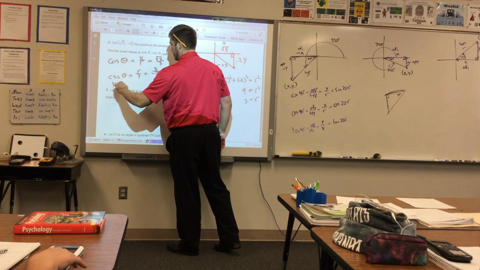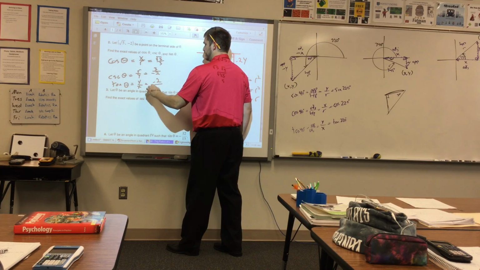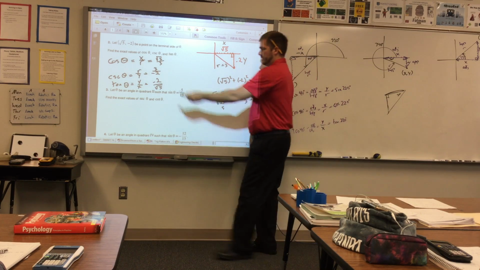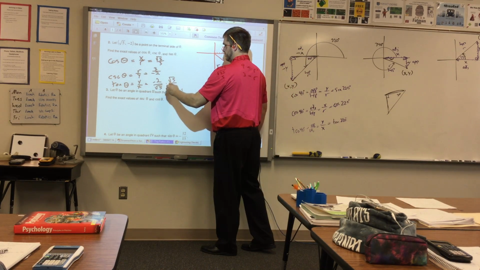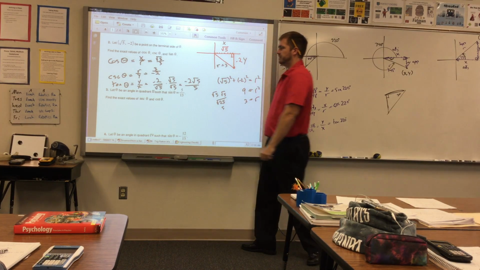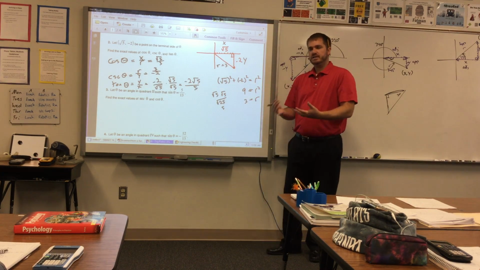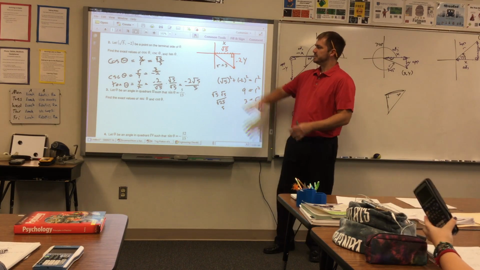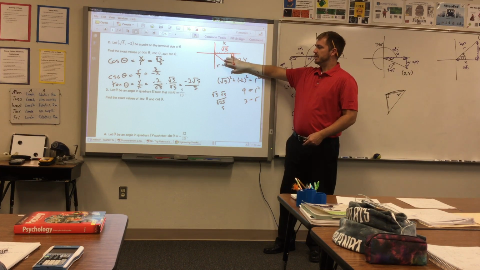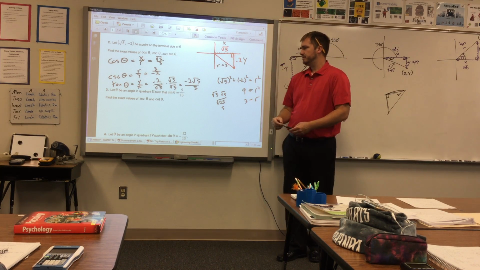Tangent, y over x, so that's -2 over the square root of 5. And then we'll go ahead and rationalize the denominator. So -2 root 5 over 5. I'm looking at the tangent and it's telling me that it's negative. I can ask myself, is that realistic, having a negative tangent in the fourth quadrant? What do y'all think? Yes, because tangent is the y over the x, and y is negative, the x is positive, so yeah, everything kind of works out.